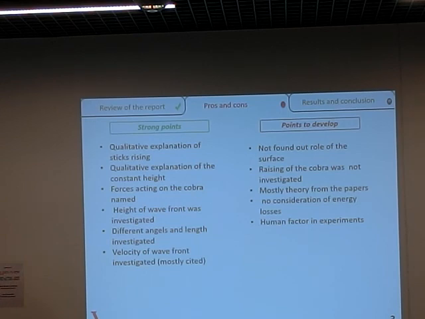Talking about the not so strong points of the report, for example, the role of the surface wasn't investigated at all. In my opinion, the role of the surface is one of the most important parameters that can affect the height of the cobra. We'll talk about it in the discussion.